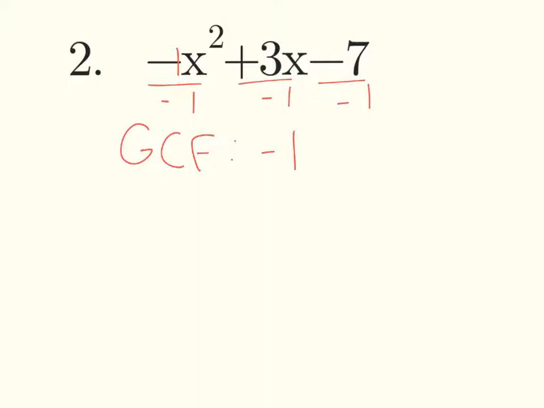Alright, so when I take a negative 1 out, I am left with, I'm just changing all the signs here, x squared minus 3x plus 7.